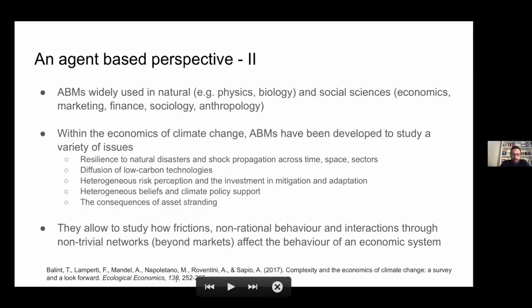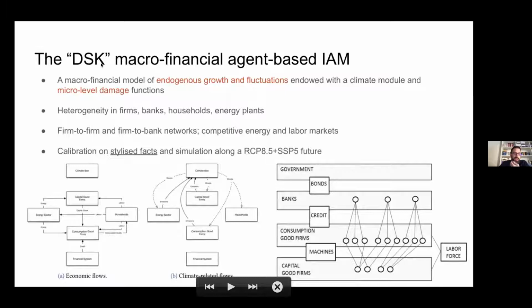So what I will do is to use a particular model, which is called the DSK, a macrofinancial model of endogenous growth and fluctuations, which is also an integrated assessment model in a loose sense, meaning that we have a climate module. This climate module takes emissions as an input and returns the dynamics of the temperature as an output. And then we have what we call micro-level damage functions, and I will spend a couple of minutes on them. In the different parts of the model, we have heterogeneous agents. So especially firms, banks, households, and energy plants are heterogeneous along different characteristics.